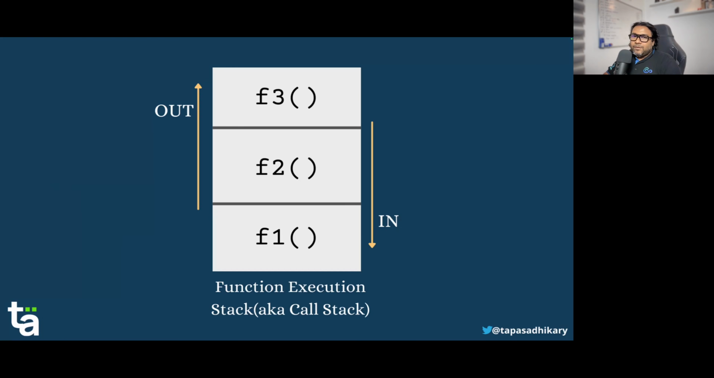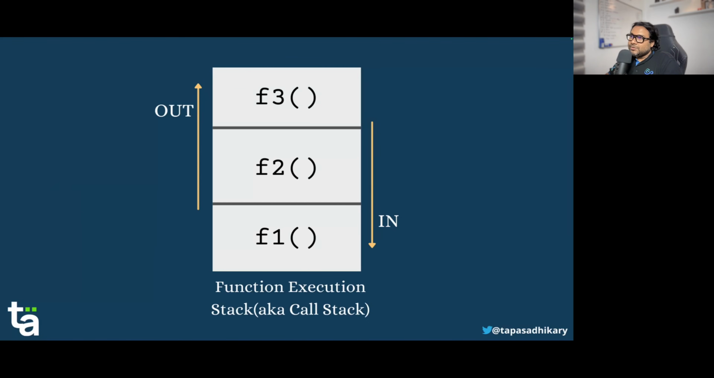When a function executes, the JavaScript engine maintains a data structure to track the execution of that function, and the data structure is a stack. Stack is a very basic data structure. So whenever a function has to be called, the function will be put inside the stack, and once the execution is over, it will be taken out of the stack. This particular stack is called the function execution stack, or another name is call stack.